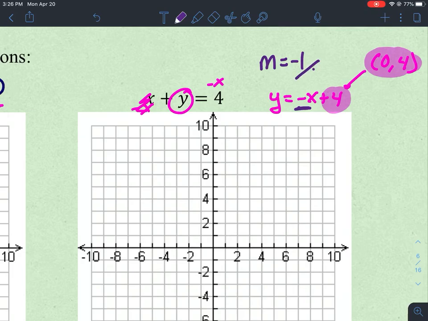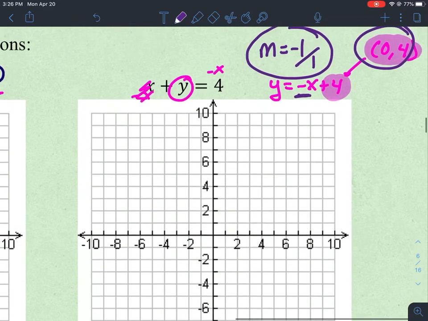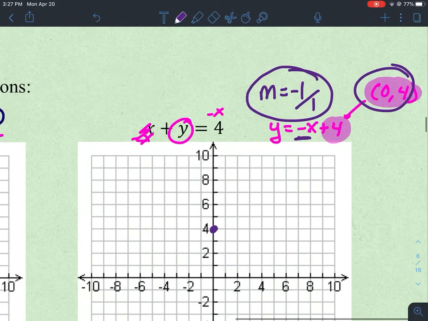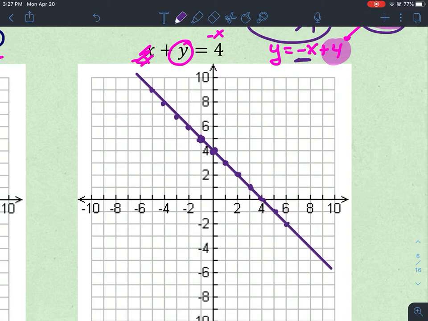So now my slope tells me that negative 1 written as a fraction is negative 1 over 1. So I've got a starting point. I also have a slope to navigate. So my starting point is going to be (0, 4). My slope tells me to go down 1 and right 1. So I can go down 1, right 1, and I can do that. And you can go all the way out, or you can go up 1 and left 1. Remember, you can move that negative sign to the top or the bottom. And then connect your dots, and you've got yourself a line.